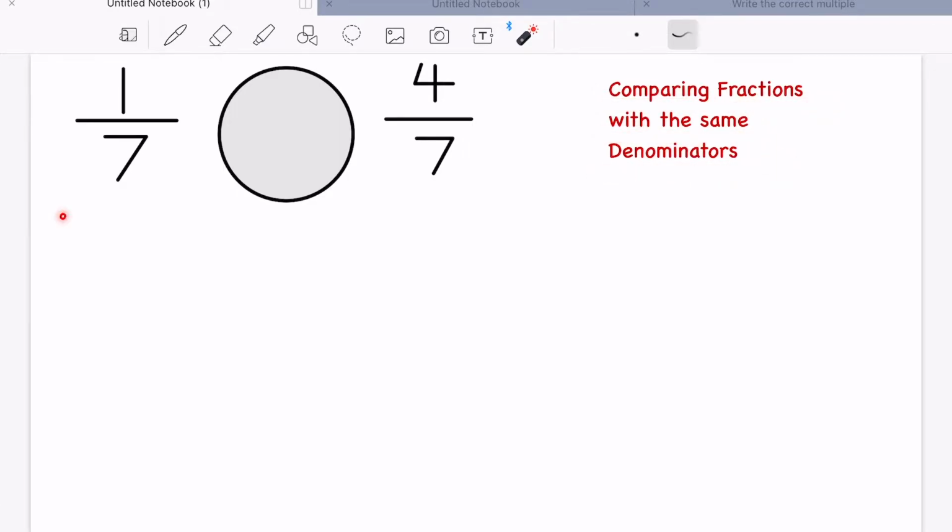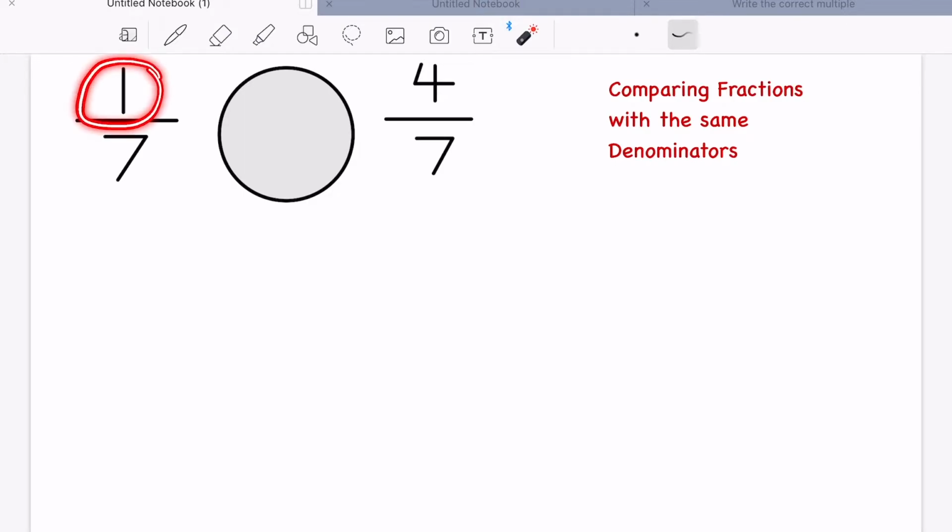So here we see 1/7, and here we see 4/7. We both see 7 as the denominator. Are they the same? Yes, the denominators are the same. They both are 7. So when the denominators are the same, we can just compare the numerators, right? We can see which one is bigger or which one is smaller.